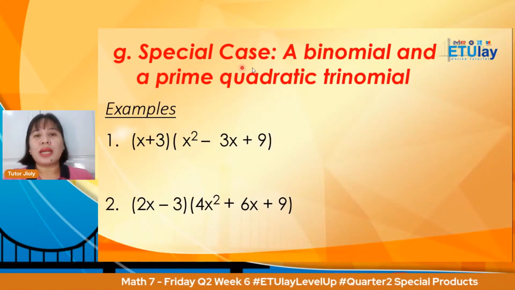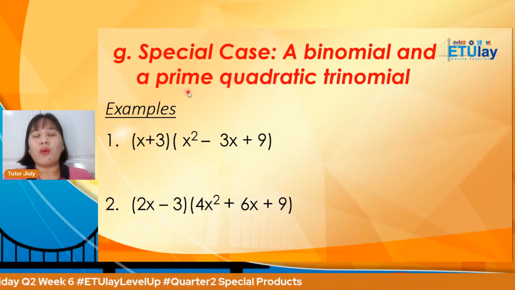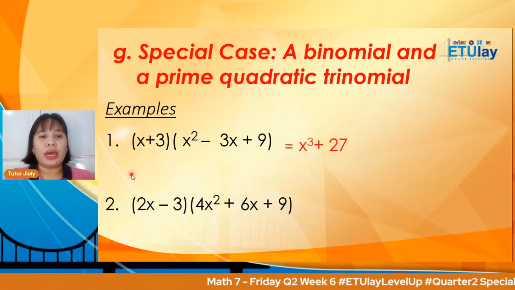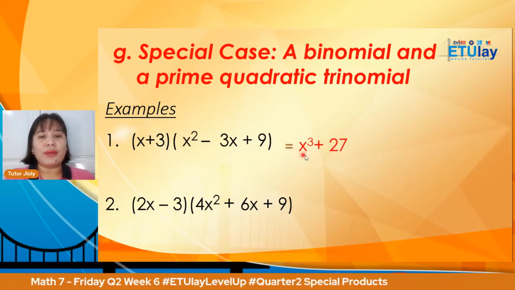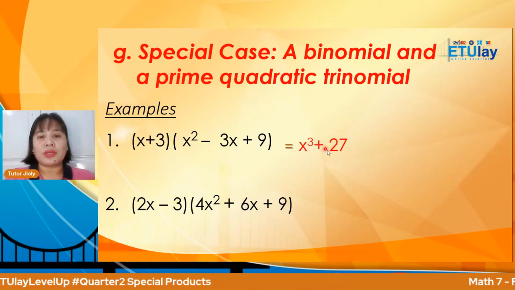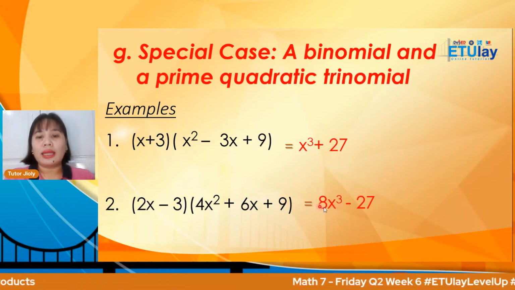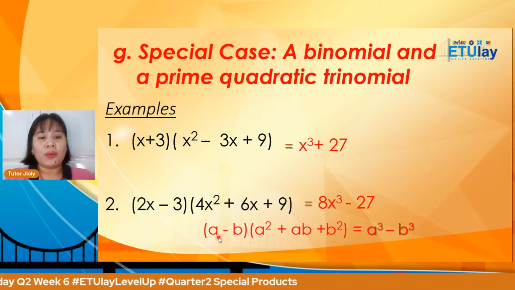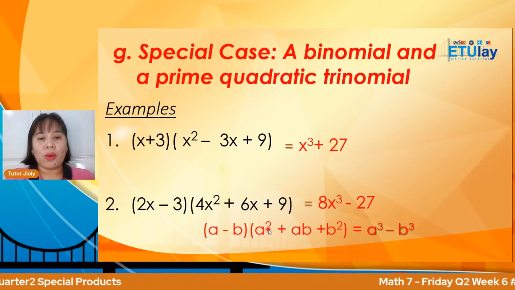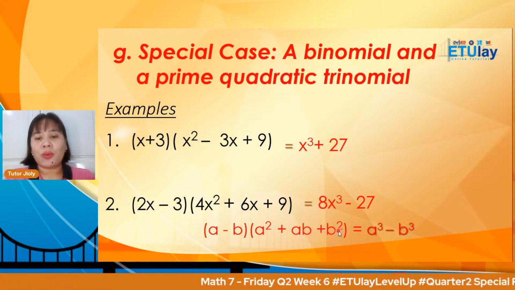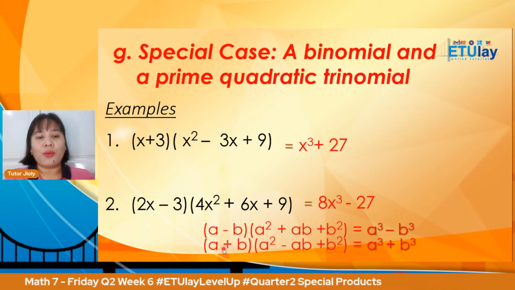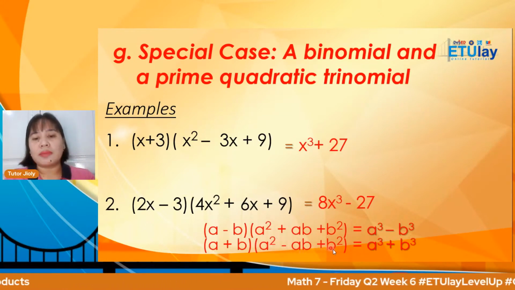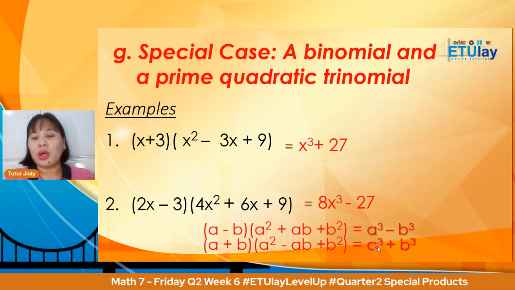Okay. We have special case na tayo for a binomial and prime quadratic trinomial. So we have the example 1 and example 2. Pag sinimplify natin, we have x raised to 3 plus 27. And this one, that is 8x cubed minus 27. Okay, ito po yung formula natin kung saan natin nakuha. So, we have a minus b multiplied to a squared plus ab plus b squared. Then, simplify natin. And then, another one, quantity A plus B multiplied to quantity A raised to 2 minus AB plus B raised to 2. Kaya nakuha natin si A cube plus B cube.